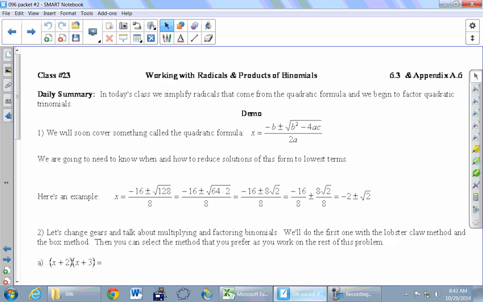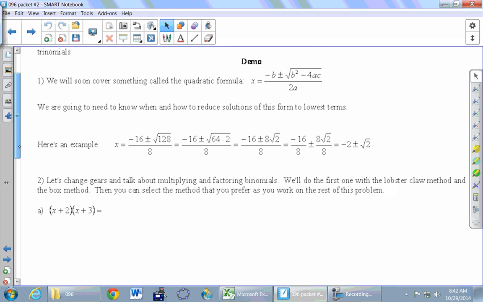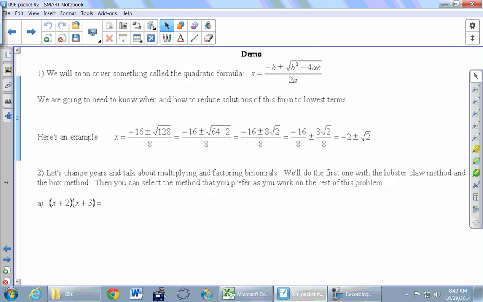So at the moment, that formula has no context for us. But today, what we're interested in seeing is the ability to simplify things that came from that formula. So I'm going to give you stuff like this, negative 16 plus or minus root 128 over 8, and I'm going to tell you stuff like that is going to come out of that formula, even though the formula doesn't have meaning for us right now. So our job is to be able to simplify stuff like that. And then when we actually get to that formula officially in a few classes, we'll be able to simplify it because we're simplifying them today.